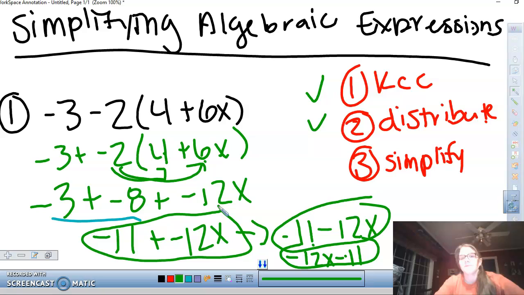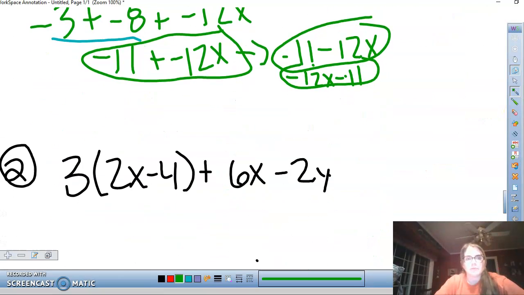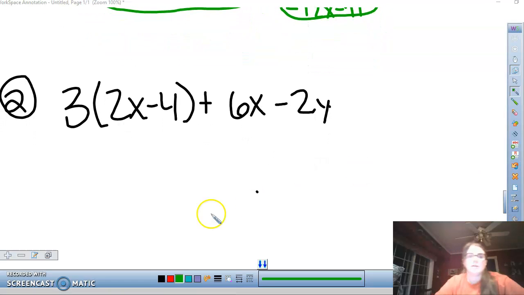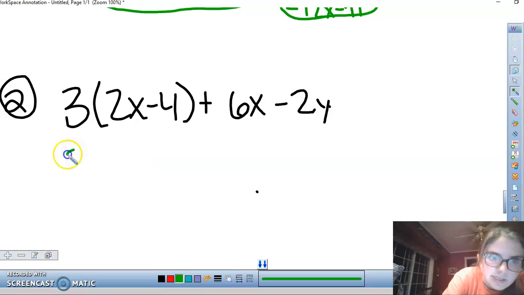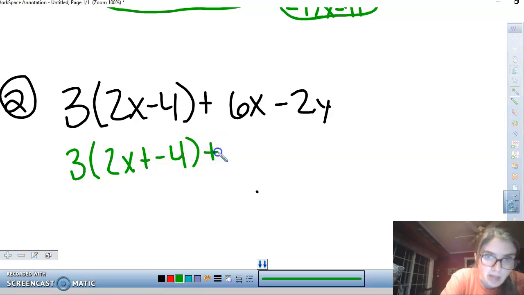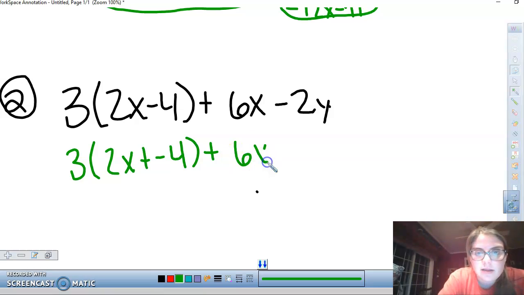Isn't that crazy? All right, so keep, change, distribute, and then simplify. Check, check, check. All right, let's try another one. So I'm looking down here. Keep, change. I only do that when I see subtraction, remember. So the 3 is going to stay the same times 2x. Oh, I see subtraction. So I'm going to have plus a -4 plus, that's addition, don't need to keep, change, 6x plus a -2y.